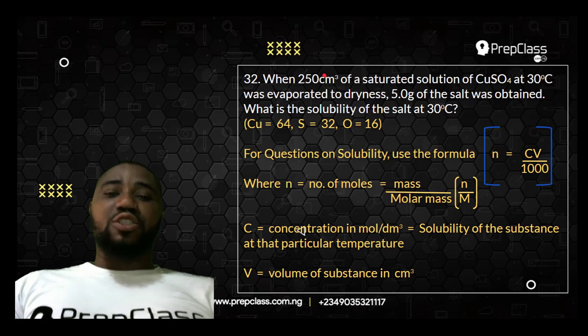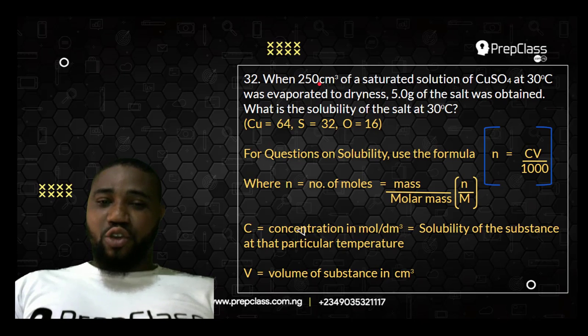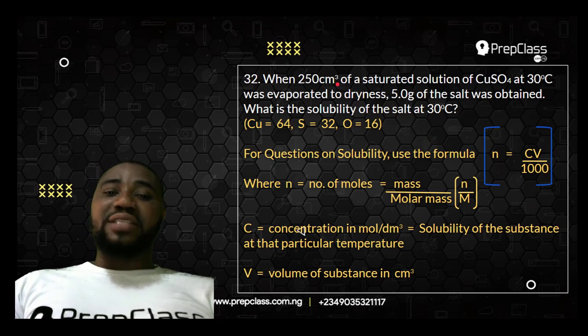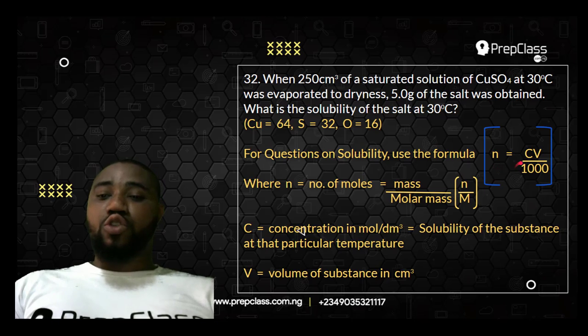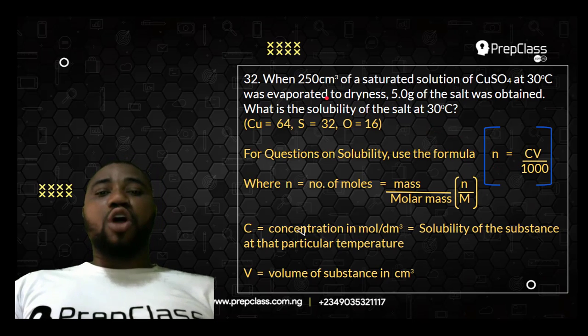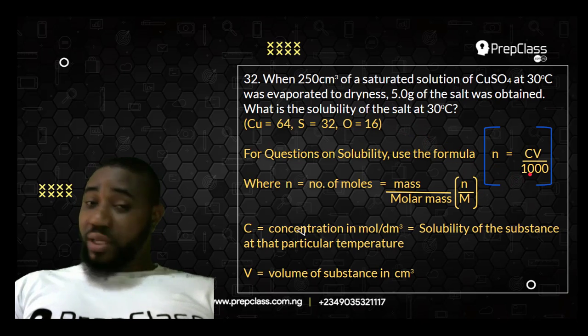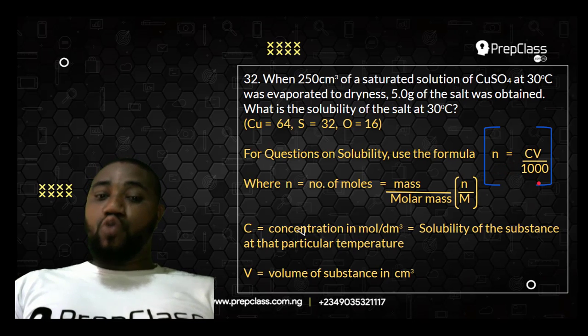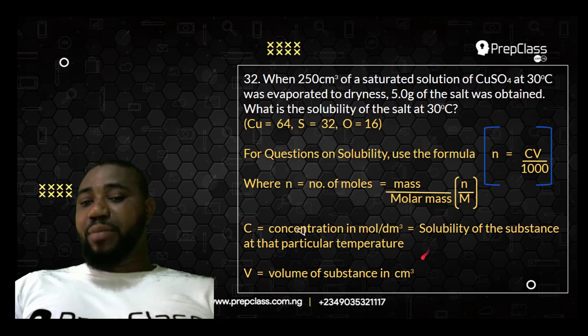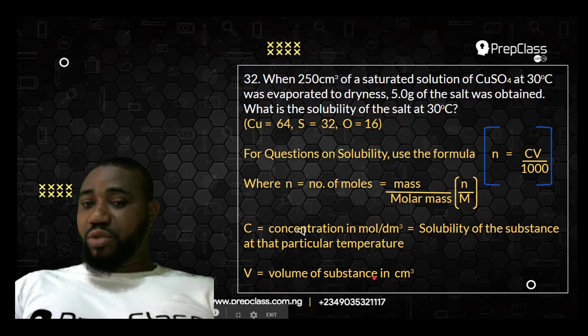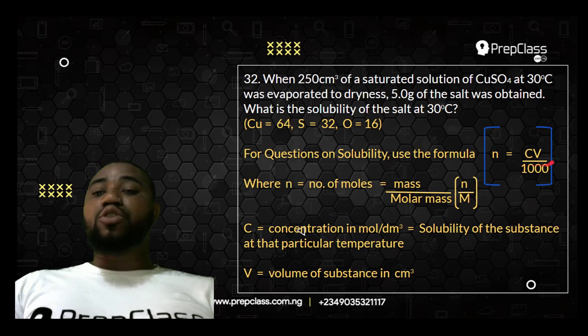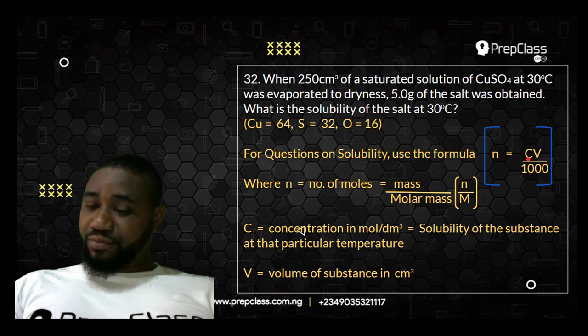Now, the volume of the substance is usually given in cm³, so you have to convert it to dm³. That is why this 1000 appeared here. Are you following? If the volume of the compound is given in dm³, just use n equals CV to get your answer. But because the volume is given in cm³, you have to convert cm³ to dm³. That is why I brought about this 1000. So n is CV over 1000, where the volume is in cm³. Take note of that. If the volume is not in cm³, use n equals CV.